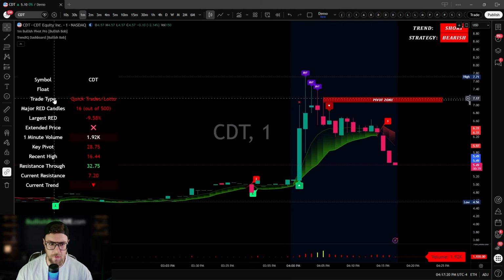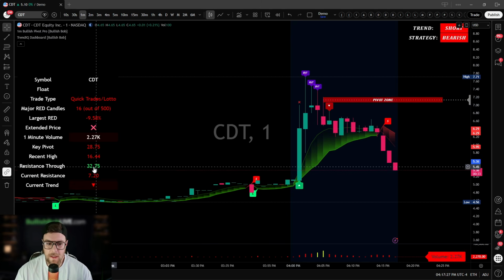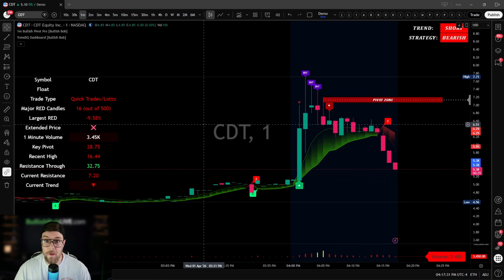You can see this on the trend IQ just above me here. Now, what that is saying is basically be careful, right? We have recent resistance through these levels, $32. It hit $7. Everyone's getting excited. There's news, there's volume, right? But why are we not trading this aggressive? Because of what we're seeing here on this information. The trend IQ is letting us know that this is a quick trade or lotto trade type of setup. This is not continuation, right?